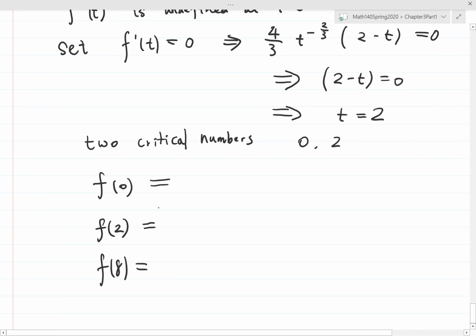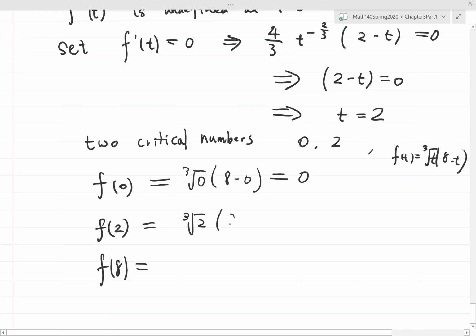Now remember the function is defined as f(t) is cubic root of t times 8 minus t. The other way around, 8 minus t. Okay, f(0) is very easy. Plug in t to be 0. Cubic root of 0 times 8 minus 0, this is actually 0. f(2), we get cubic root of 2 times 8 minus 2. So we get 6 times cubic root of 2.